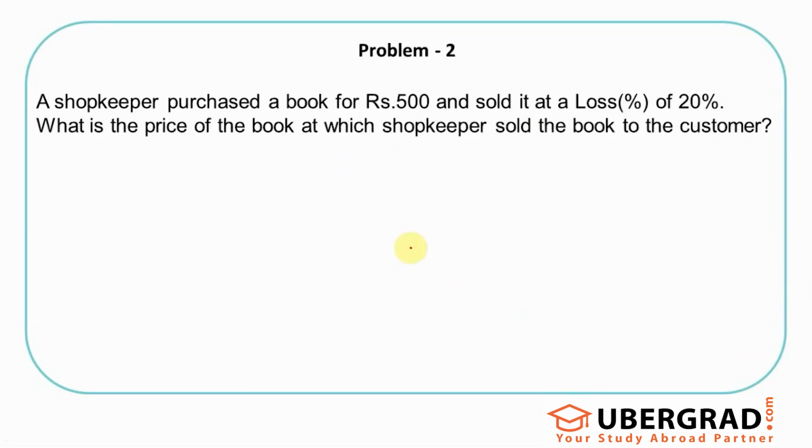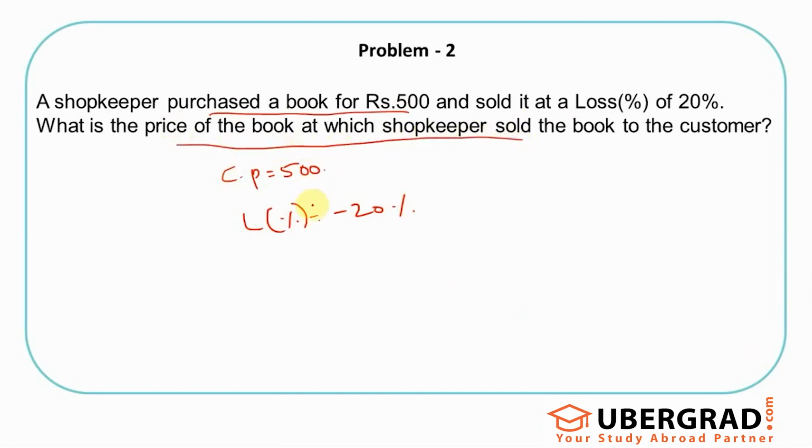Now look at the next question. Again, pause and try it. A shopkeeper purchased a book for rupees 500. So the cost price is given as 500, and he sold it at a loss of 20%. What is the price at which the shopkeeper sold the book to the customer? So they are asking me to find the selling price of the book.